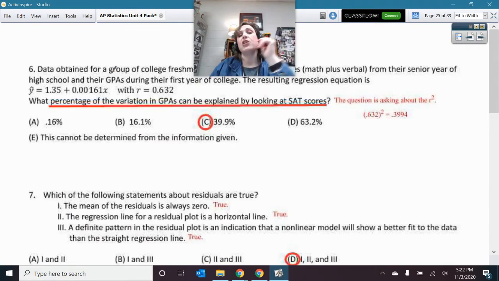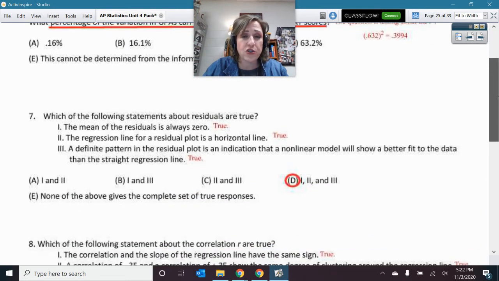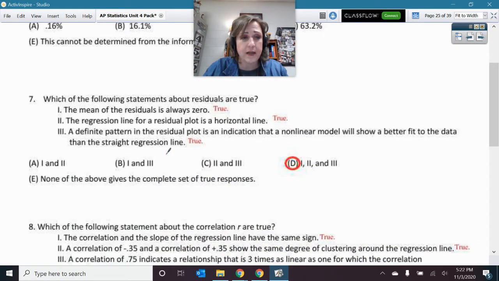Here we go. What should happen when you are reading this is you hear about the percent of variation in the GPAs that can be explained by looking at the SAT score. Just hearing that language is supposed to jog your memory, thinking that's asking about an r squared. So I took 0.632 and squared it, and I got 0.3994. That's how I knew it was answer C. Again, you've got to know those definitions so well that you're just recognizing the language of them.